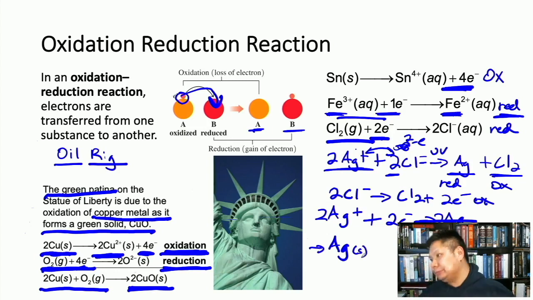Right? So of course that one's the reduction reaction. Remember, electrons on the reactant side, that's a reduction. Electrons on the product side, that is an oxidation. Okay? Cool, cool. That takes us to talking about the conservation of mass.